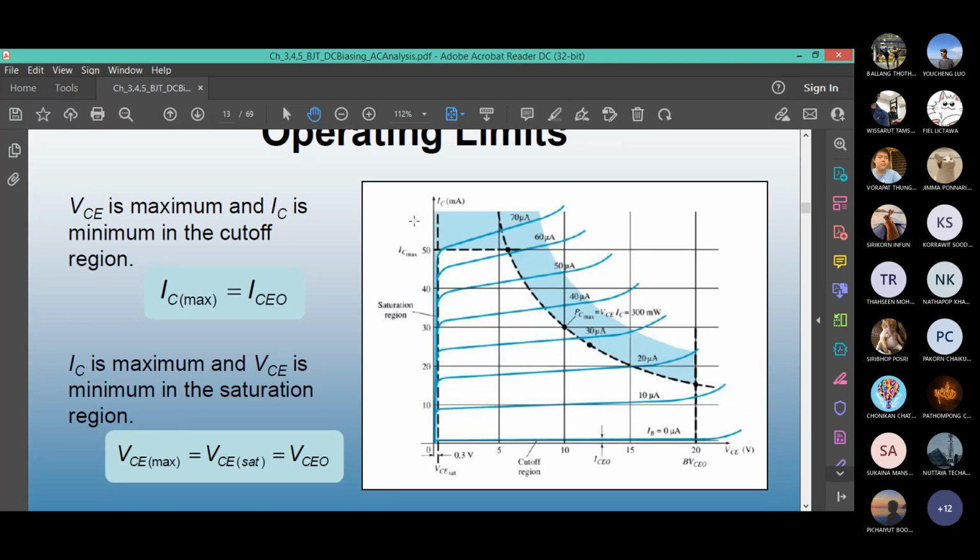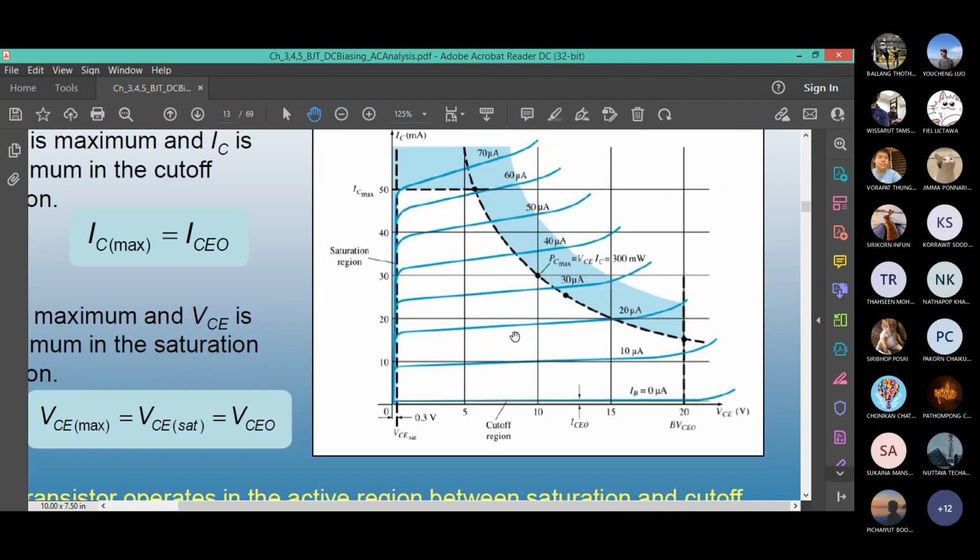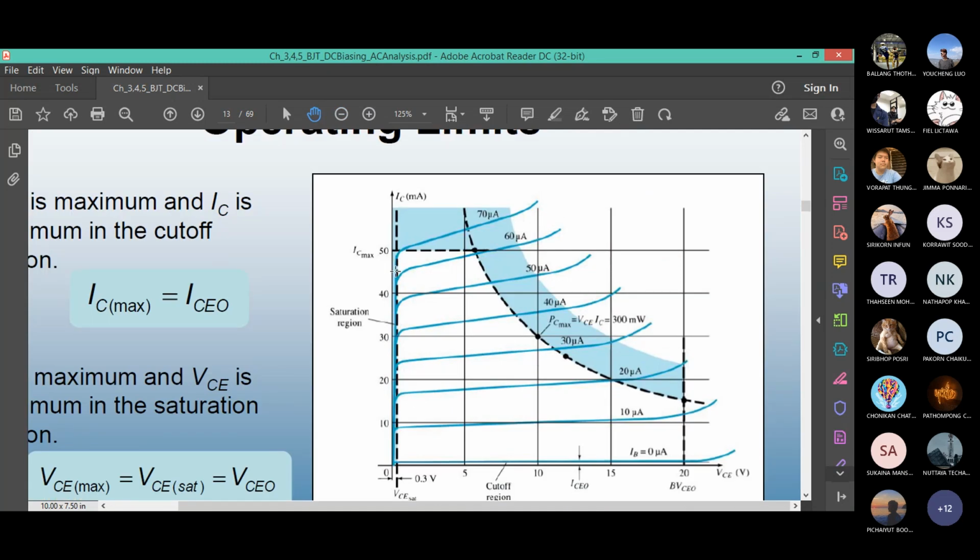If you are in the saturation region, again, you can have a lot of saturation current, IC max. There's a limit, of course. Otherwise, if you don't follow the limit, the BJT will burn. But here is VCE saturation, a little amount of 0.3 volt. The transistor operates in the active region, which is situated between the saturation and the cutoff.